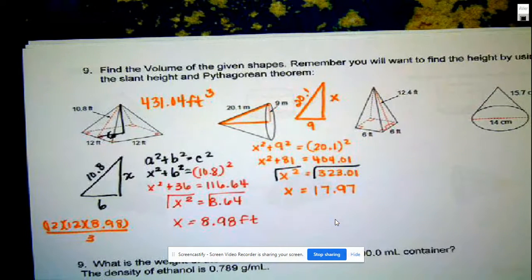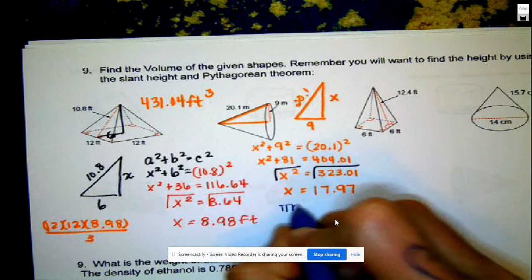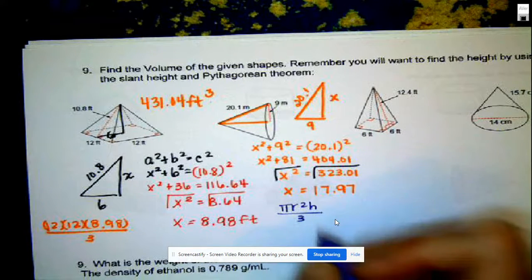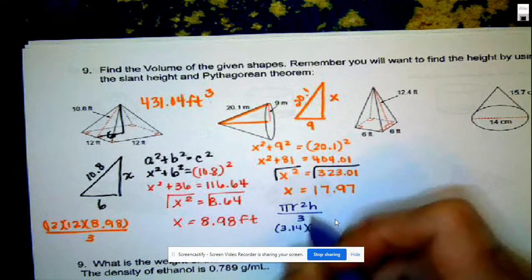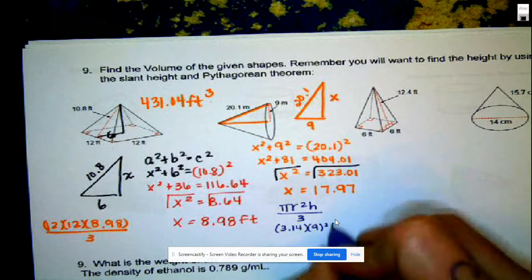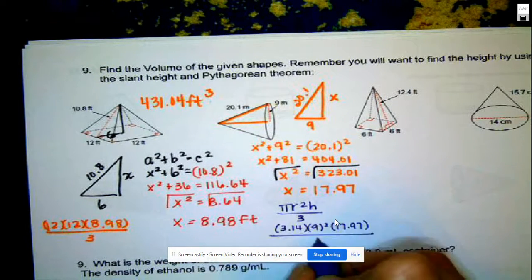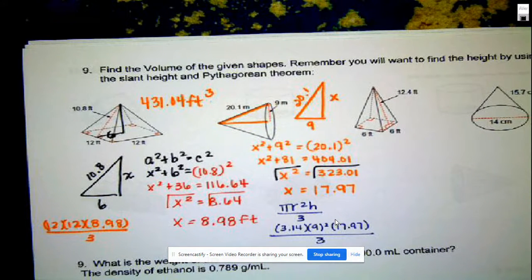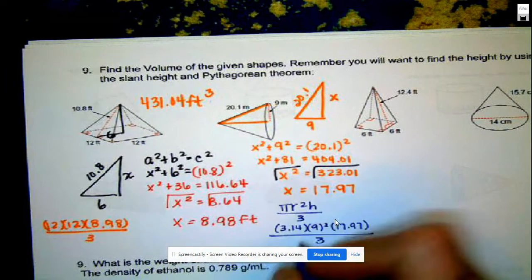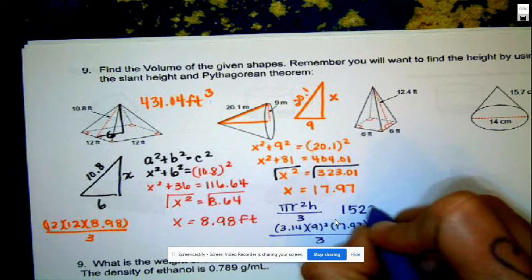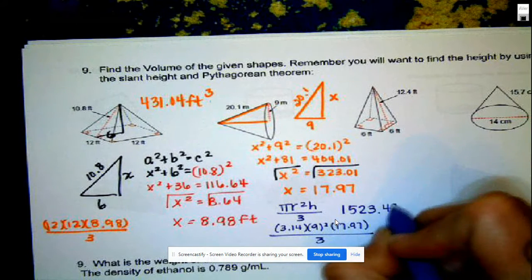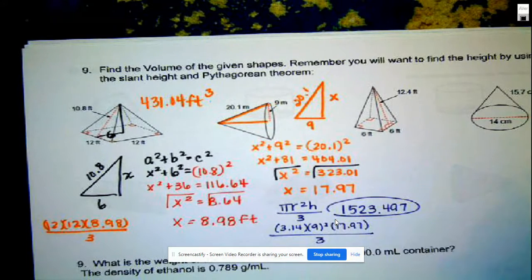So again, cone, I'm going to switch colors to make sure you understand. We're now solving for the volume of a cone, which is pi r squared h divided by 3. So we'll use 3.14. Our radius is 9. And our height is 17.97, which we just solved for by using Pythagorean theorem. And then we're going to divide by 3. It looks like I got 1,523.497 or .5. So round to the appropriate place, whatever the instructions tell you. And that's going to be meters cubed again.